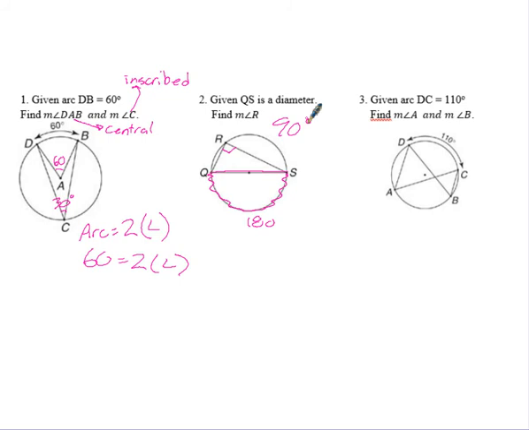Problem number 3 says given arc DC is 110 degrees, find AC and find AB. So angle A is intercepting DC, and angle B is also intercepting DC. So they intercept the same arc, which means that the two angles should be equal to each other. Once again, we're going to use the formula arc equals 2 times the angle. So for this one, the arc equals 110. We're solving for the angle, so divide by 2, and we can say that the angle equals 55 degrees. So that would be both for angle A and for angle B.